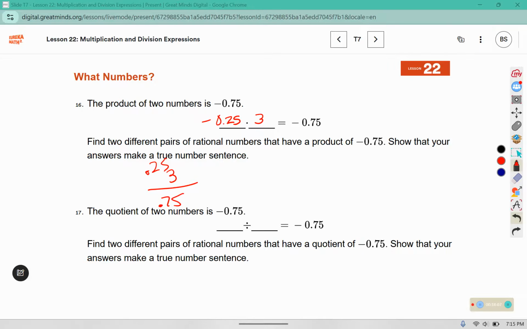Another possibility is positive 0.75 times negative 1 would be negative 0.75, because a positive times a negative results in a negative.